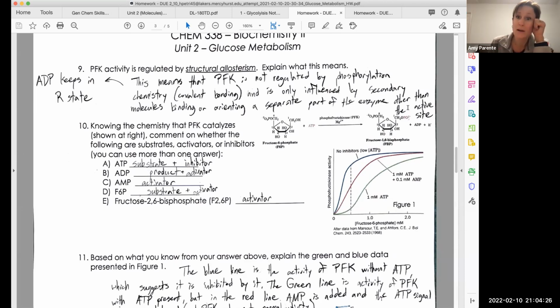So that's true. You're going to bind a small molecule that changes whether you're in the R state or the T state. And whether you're in the R state or T state determines whether you can bind substrate, R state, or don't bind substrate, T state. Now, a lot of the other enzymes that we've started learning about are regulated directly by covalent modification, by phosphorylation of a serine or threonine. That is not what happens with PFK.